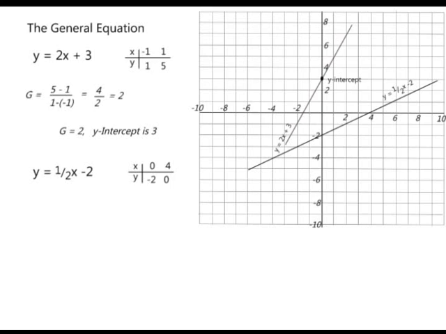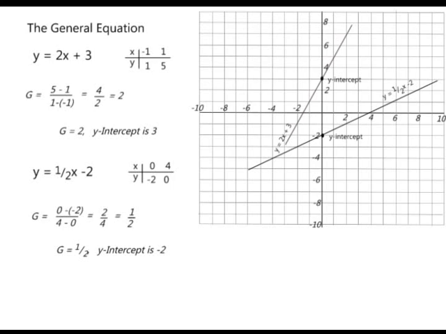Now, using the same 2 points on the line, (0, -2) and (4, 0), we can find the gradient. Gradient is change in y over change in x. 0 minus minus 2 over 4 minus 0. That is 0 plus 2 is 2, 4 minus 0 is 4. And so we get the gradient is 1 over 2. Again, the graph cuts the y-axis at the point (0, -2). And so the line y is equal to a half x minus 2 has a gradient of 1 over 2 and y-intercept is minus 2.